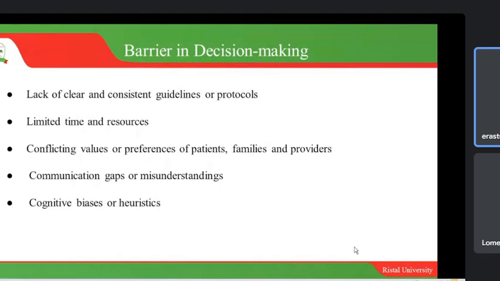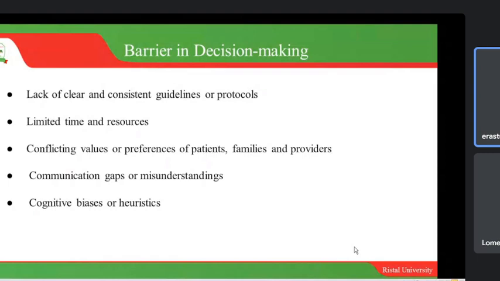Number two is limited time and resources. We have seen those models, and when you do not have time, what model can you use? Sometimes we could be faced with a situation where we do not have a lot of time at our disposal. The other one is conflicting values or preferences of patients, families, and providers. I mentioned that. The other one is communication gaps and misunderstandings. And finally, we have barriers in terms of cognitive biases.